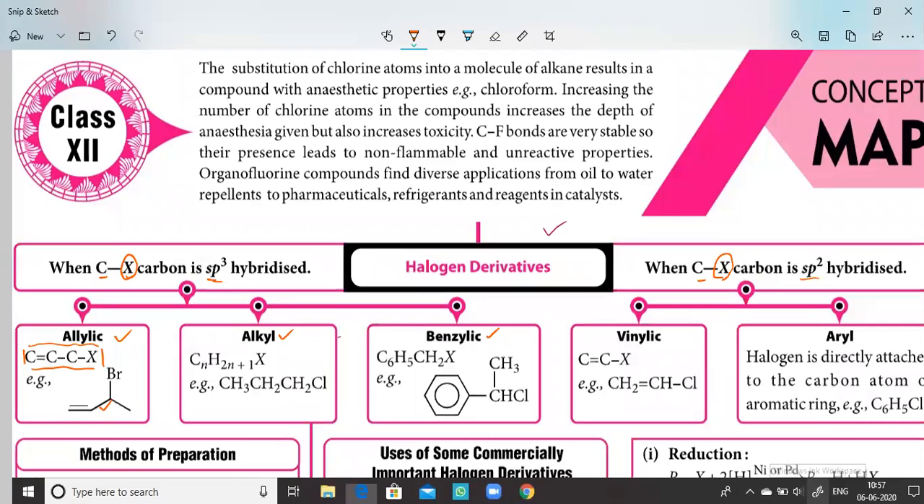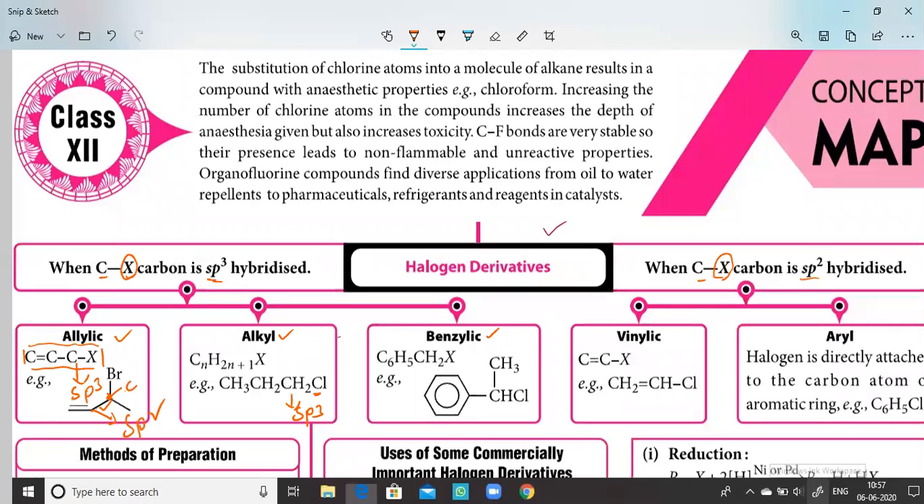Right. See here, this is the carbon. To this carbon, halogen is attached. This carbon is attached to the sp2 carbon. Right. This is allylic. Next one is alkyl. In alkyl also it is the same case. Here the halogen is attached to which carbon? sp3 carbon. Here also you can see the halogen is attached to an sp3 carbon. In allylic also the halogen is attached to an sp3 carbon. In alkyl also the halogen is attached to an sp3 carbon.